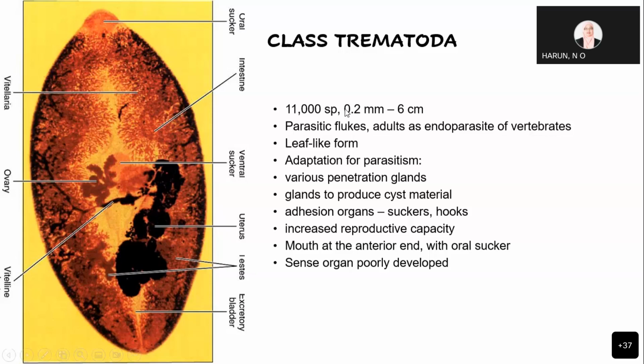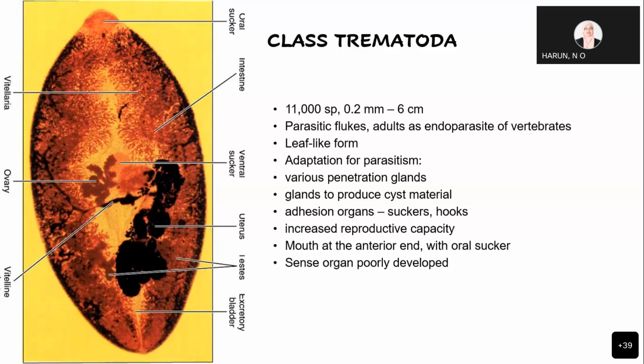Roughly for class Trematode, we have ataupun that been recognized so far ada 11,000. Iaitu between 0.2 mm until 6 cm dia punya size. Adalah parasitic flukes, adults as endoparasites of vertebrates. Leaf-like form adaptation for parasitism. The various penetration gland to produce cyst materials. Dia punya adhesion organs adalah sucker dan juga hooks.